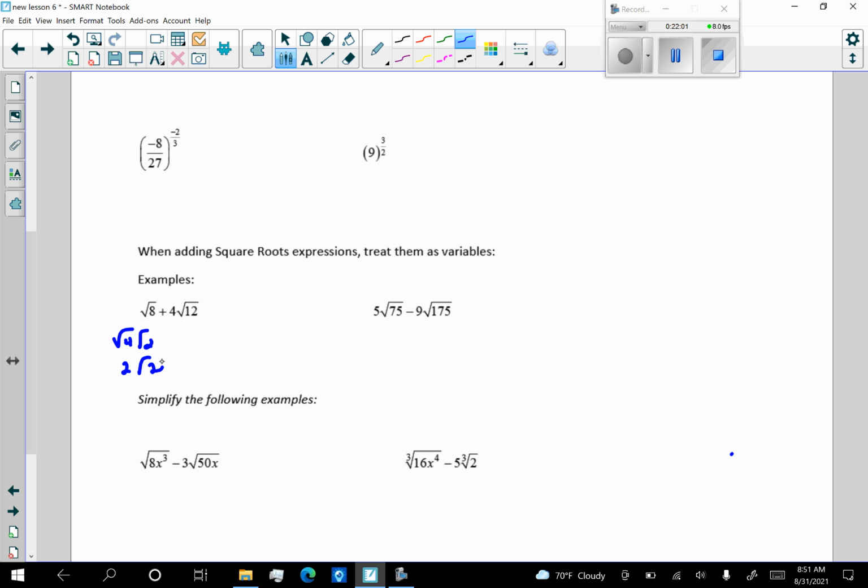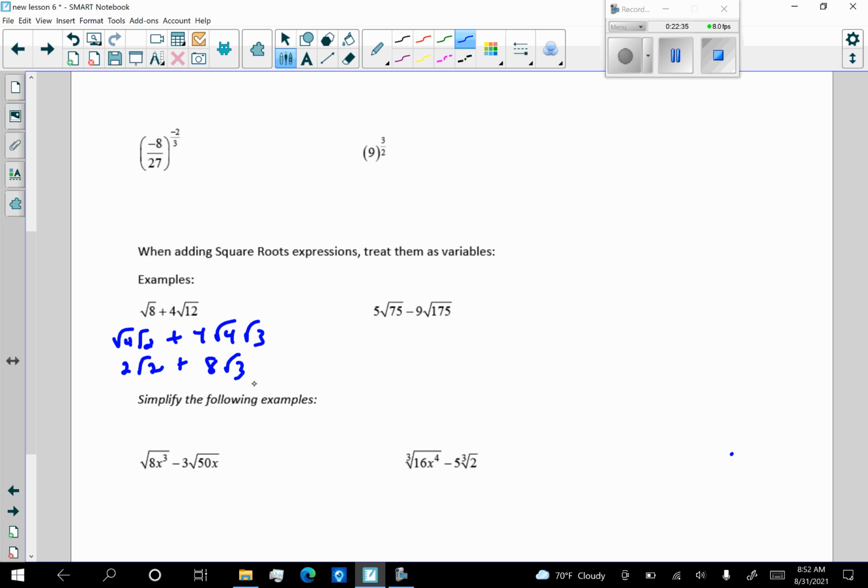I remember this was a bad example. Square root of 12 is going to be square root of 4 times square root of 3, so this is going to be plus 4 times 2, 8 square root of 3. And there's nothing to simplify there. I remember that those two are bad examples. I think this next one is a bad example too. I didn't change those. So if it's like this, you don't have to simplify it. There's nothing more to do with this.